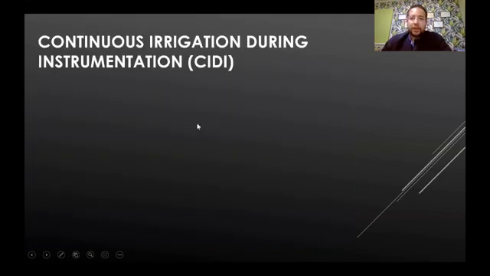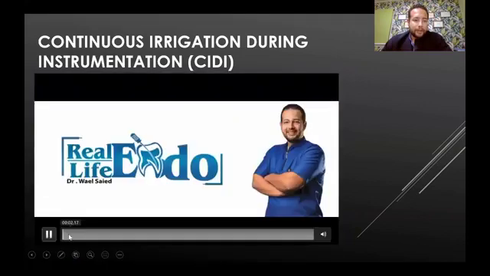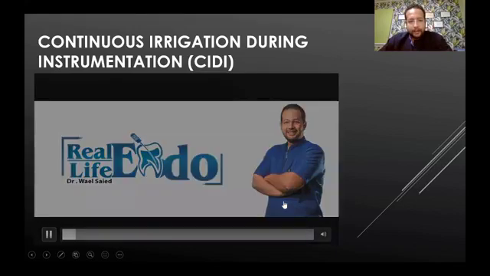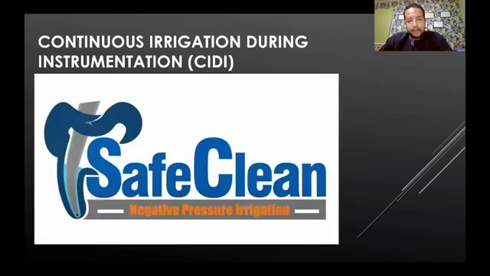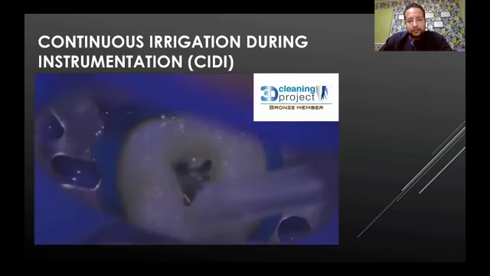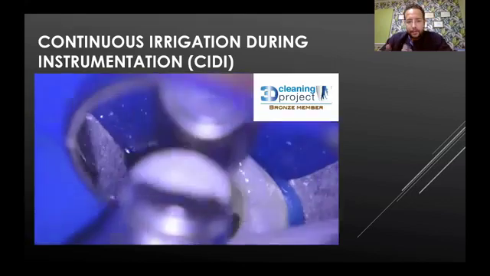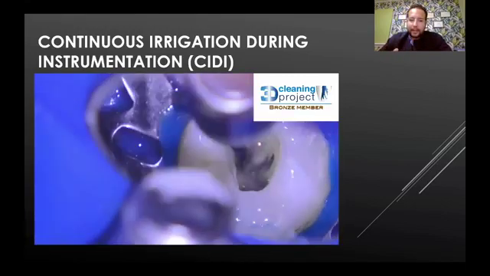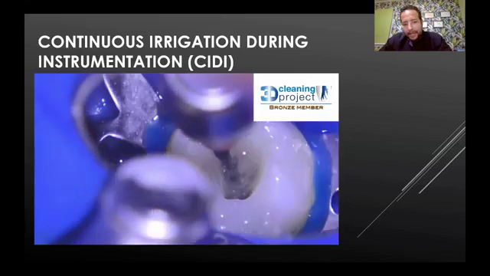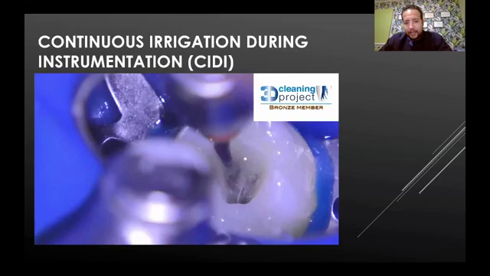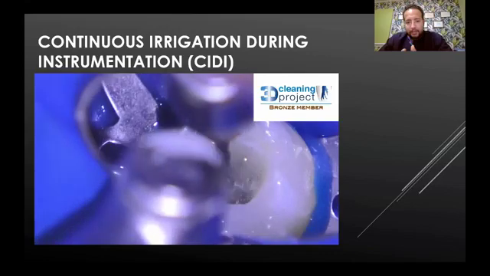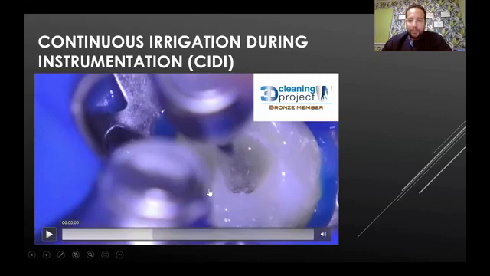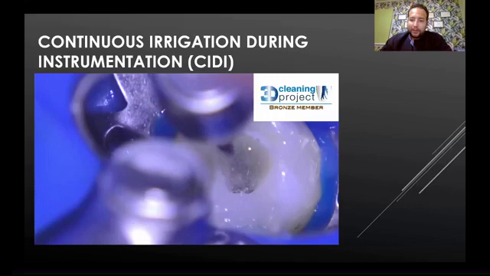Here, continuous irrigation during instrumentation. You can see it more clearly here. That's my device, SafeClean. Look, in the ordinary or classic way, you fill the pulp chamber and the canal with irrigant, and you do your shaping. Look how debris accumulates very frequently, and it's still in the pulp chamber. Nothing is removed. You bring the debris from the canal into the pulp chamber and take in the debris again while you're shaping.